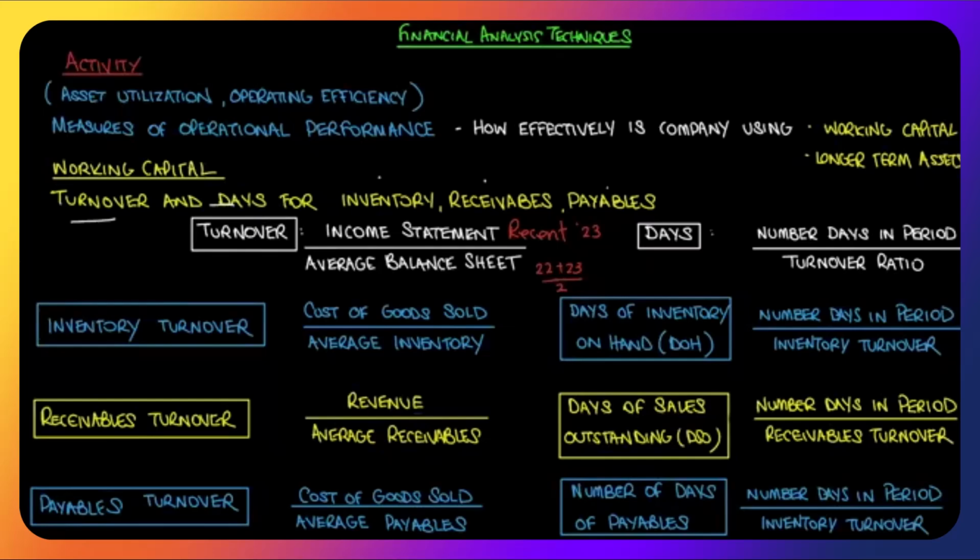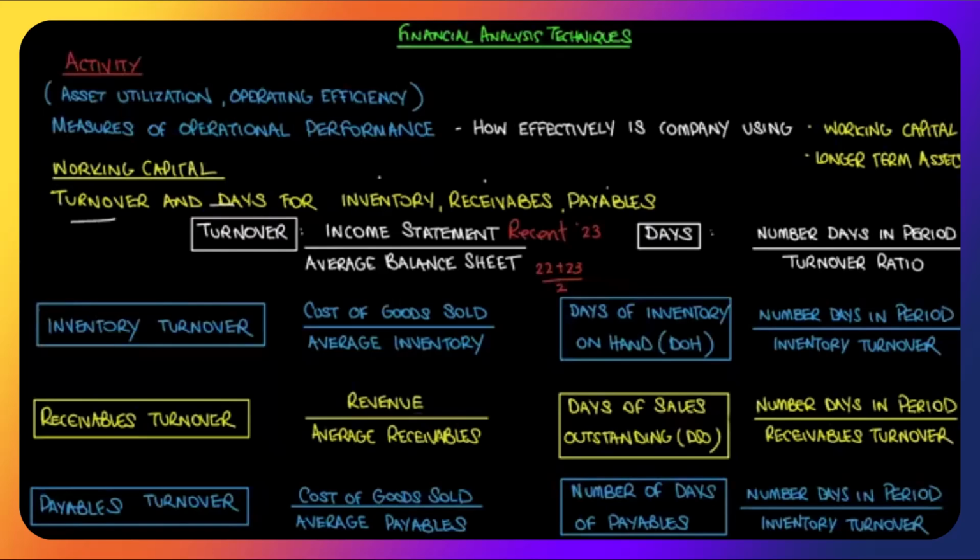So 22 and 23 halved if you're just looking at 2 years. The reason for that, the income statement is a flow statement. It shows you everything you've earned over the year. On the bottom, the balance sheet shows you a point in time.